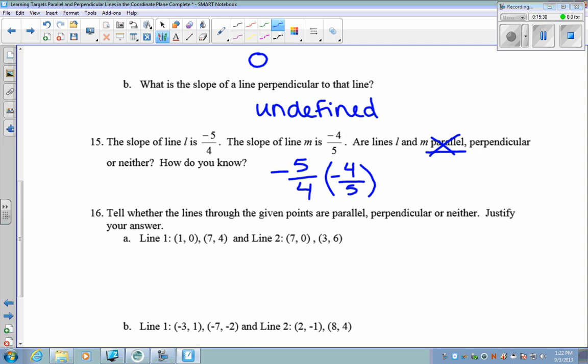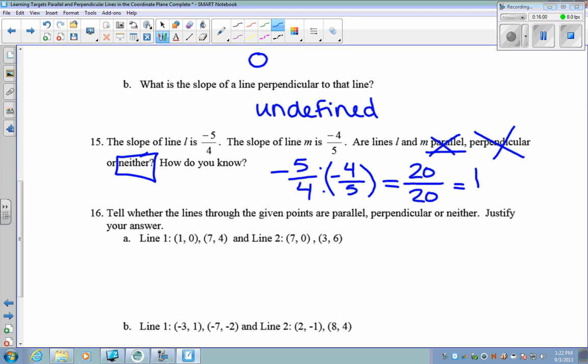So let's take a look. -5 times -4 is a positive 20. 4 times 5 is a positive 20, which then reduces to 1. Is 1 the same thing as -1? No. So it's not perpendicular. If that came out to -1, we'd say yes, but it's not. So that means that they are neither. They can cross each other, but not at a 90-degree angle.